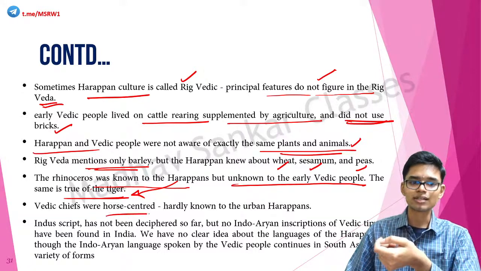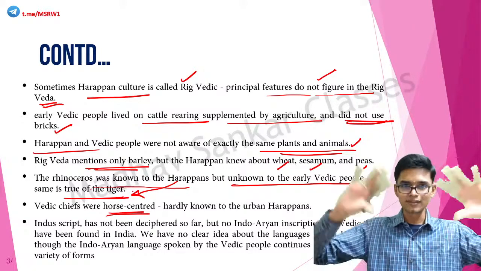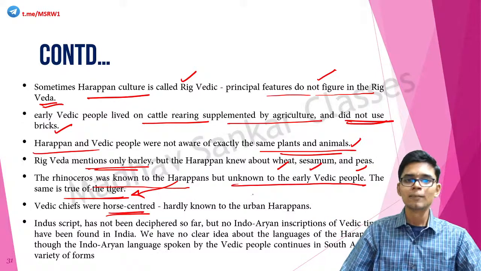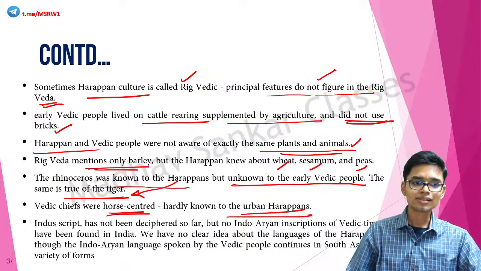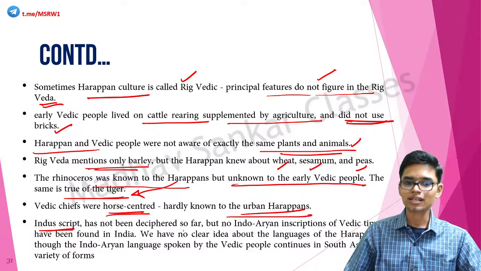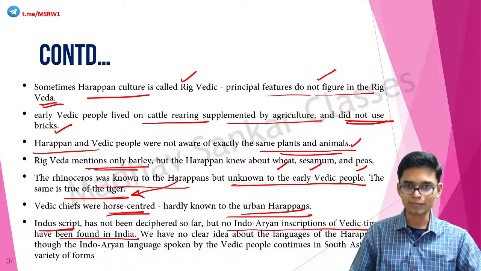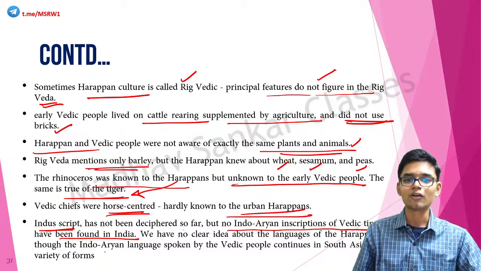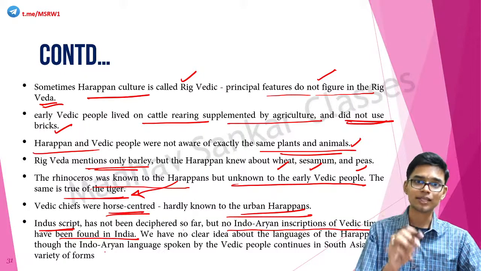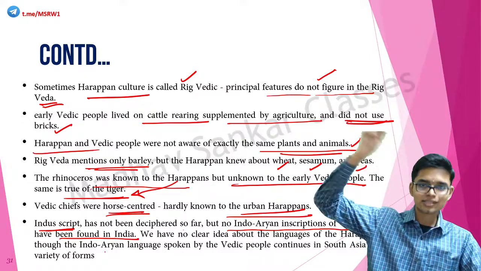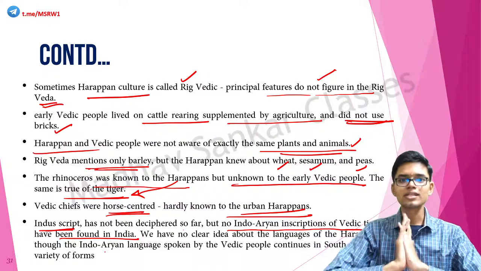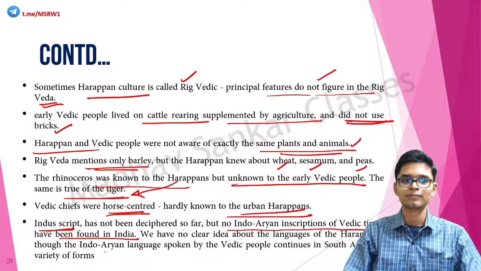Vedic chiefs were horse-centered. They rode on horses and all. Horses were very predominant by that time, but they were hardly known to any Harappan urban centers. Indus script has not been deciphered so far, but no Indo-Aryan inscriptions of Vedic times have been found in India. Again, very curious. We have Indus script, which existed before Aryan times. That is still available to us. But in the Aryan times, we do not see any inscriptions at all.